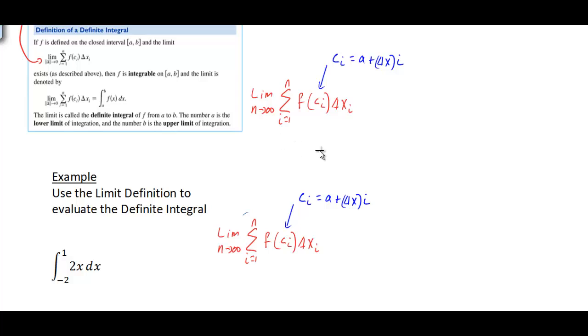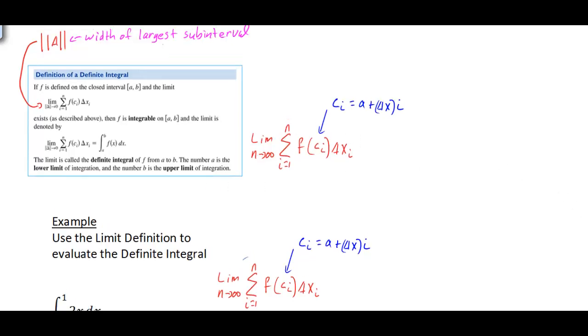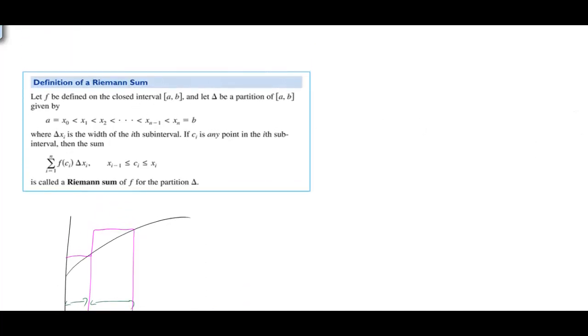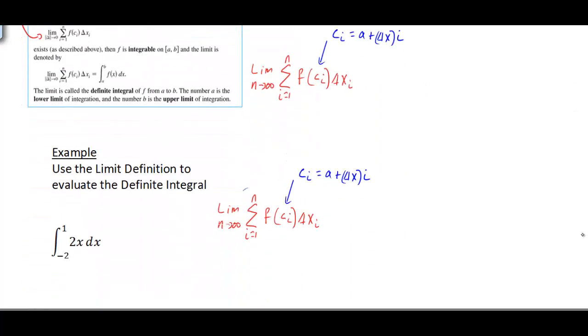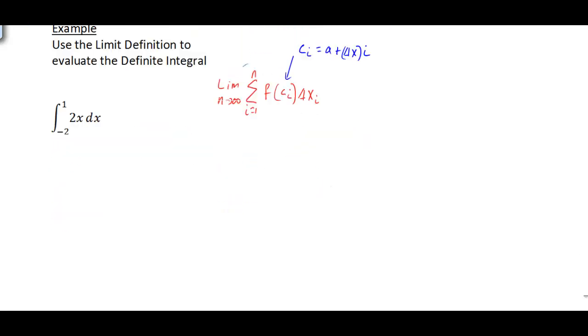So let's see if we can apply this to an example. Now, I know I went through this rather quickly, so you can read through your book a little bit more to get an idea of Riemann sums. But I think if we go through some examples, hopefully that will explain this a little bit better as well.